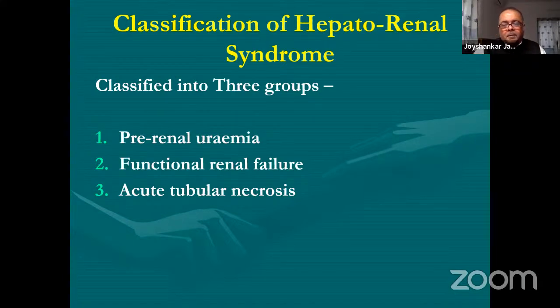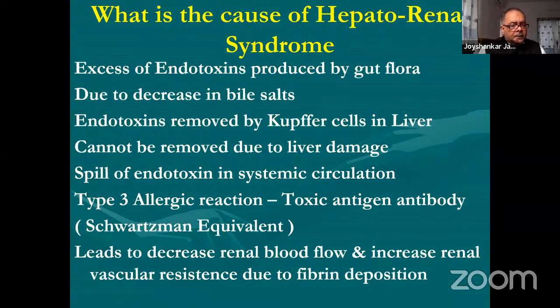So what is the mechanism of hepatorenal syndrome? There is excess of endotoxin produced in the patient's own gut flora, that is from the colon, and due to decrease in the bile salts, which comes on because of the obstruction, bile salts are not there. These endotoxins, which should have been normally removed by the Kupffer cells in the liver, cannot be removed due to the liver damage, and they spill over into the systemic circulation, leading to a type 3 allergic reaction, that is toxic antigen-antibody reaction, and this leads to decrease in the renal blood flow and increase in the renal vascular resistance due to fibrin deposition. So this is the mechanism, but then we must always prevent this hepatorenal syndrome.